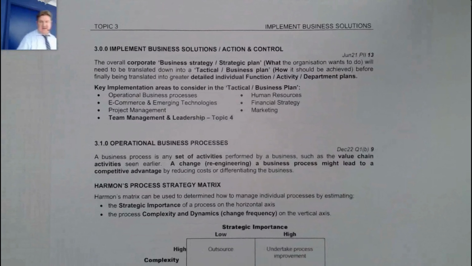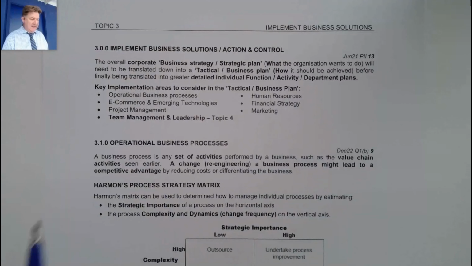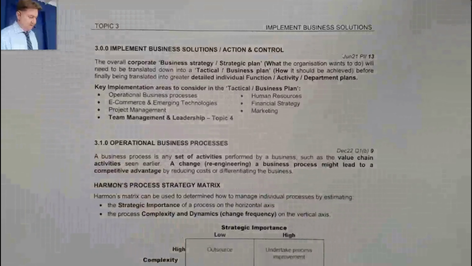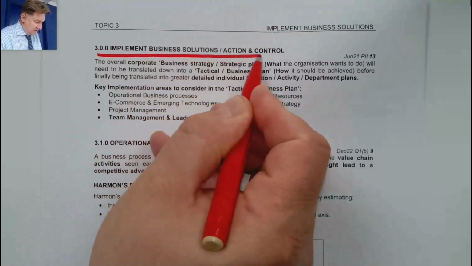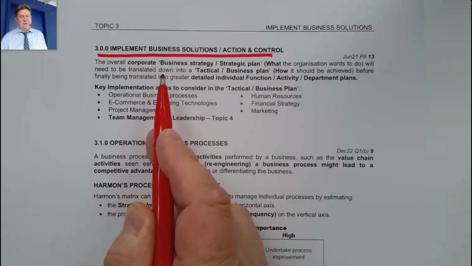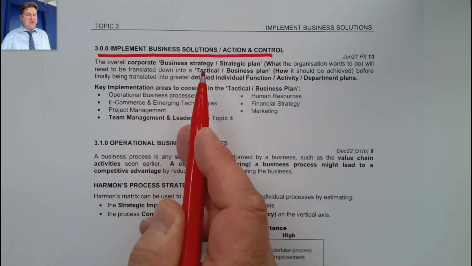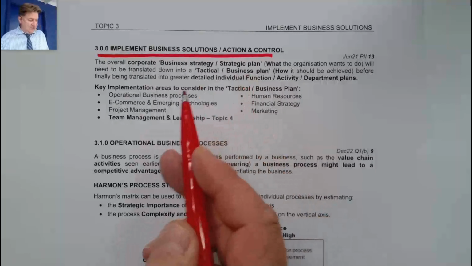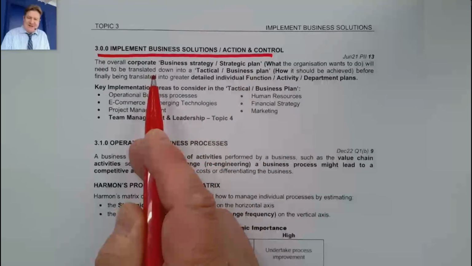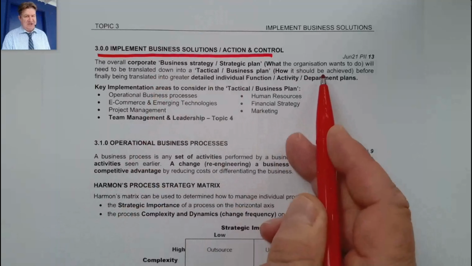So here it is a little later on in my set of notes. Here's our topic 3, where we implement now our business solutions. This is where we start thinking about action and control. So this is where the overall or corporate business strategy, our strategic plan, what we want to do, we're now trying to break it down and translate it into how we're going to achieve that.